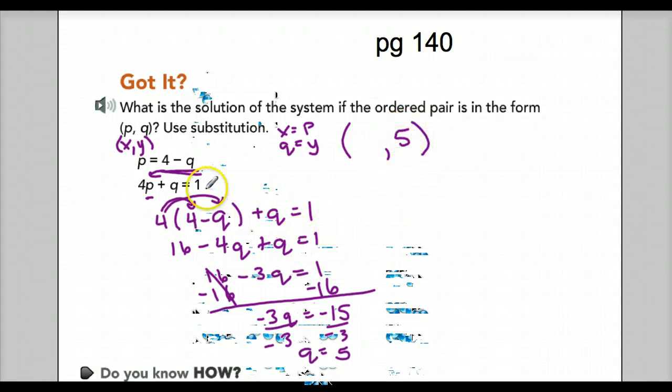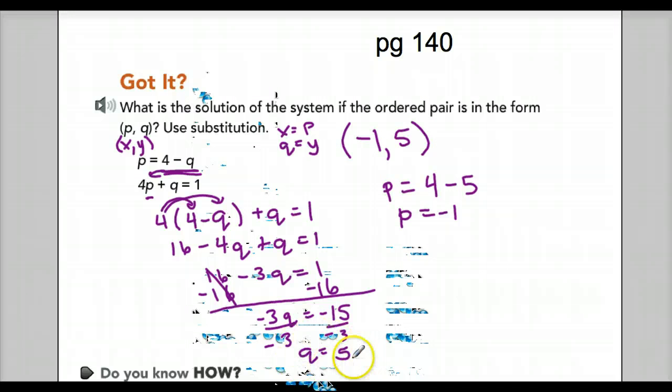So now that we have Q, we're going to decide which one of these equations, this one here or this one here, do we want to put in 5 for Q and solve for P. Well, I would say the first one seems a little bit easier. So P equals 4 minus Q. Well, Q is 5, so 4 minus 5. So P equals negative 1. So our solution is negative 1, 5.